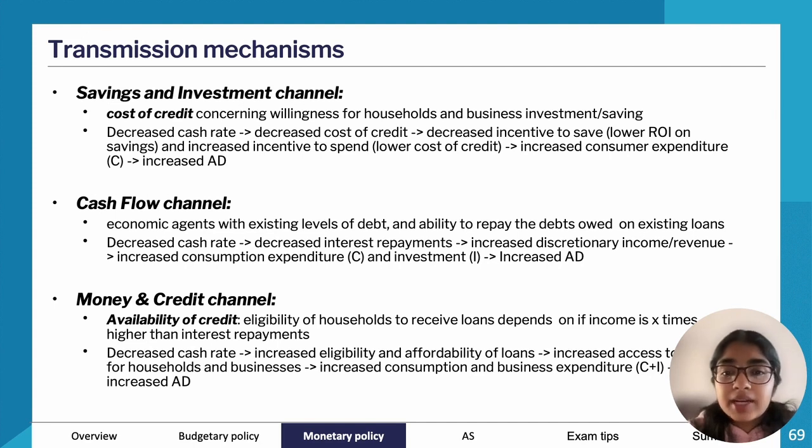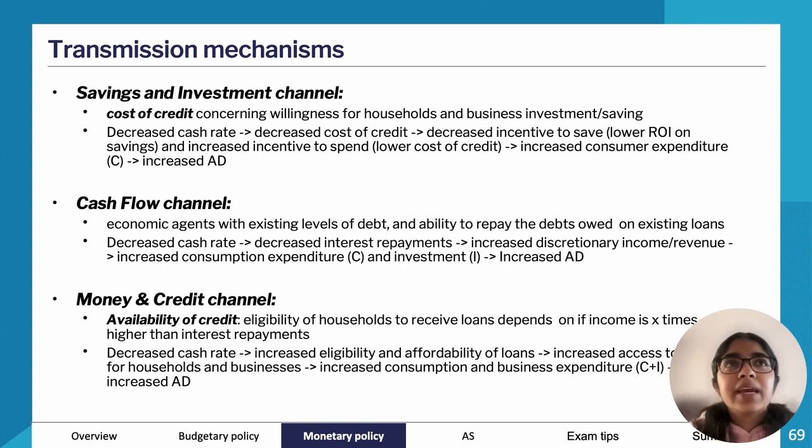Okay, so transmission mechanism. This is how the cash rate changes. How does this affect aggregate demand? How does this actually affect the economy? So there's about 5 transmission mechanisms. The one that I think is easiest to talk about is the savings and investment channel. So the savings and investment channel is basically about the cost of credit.